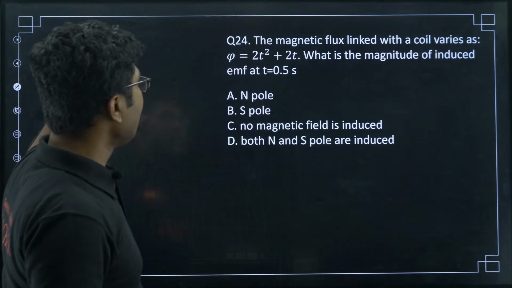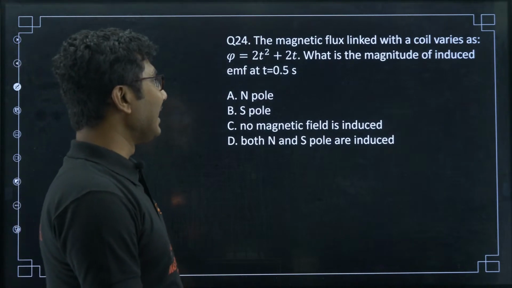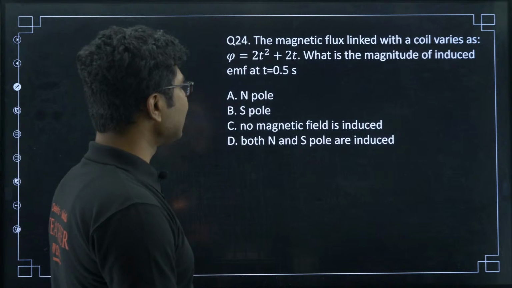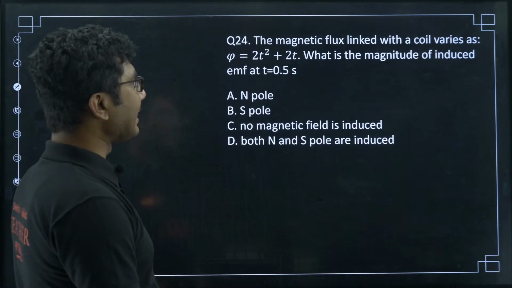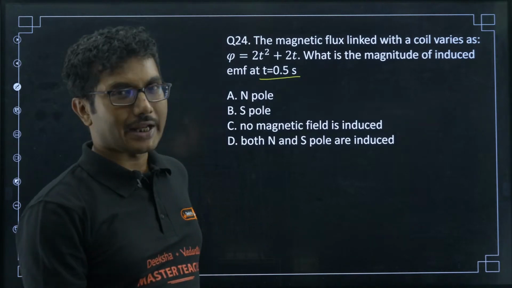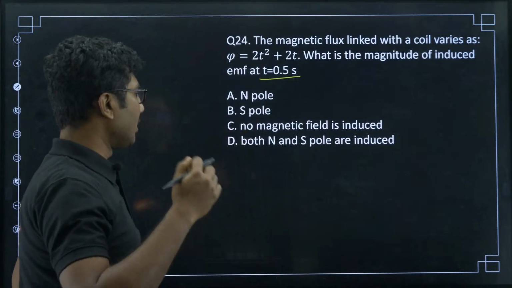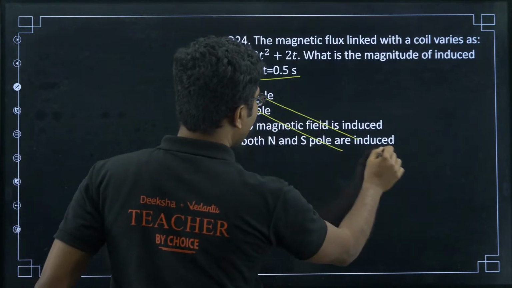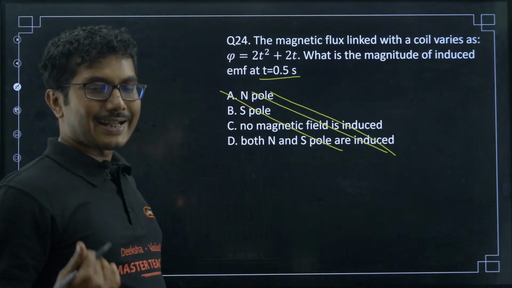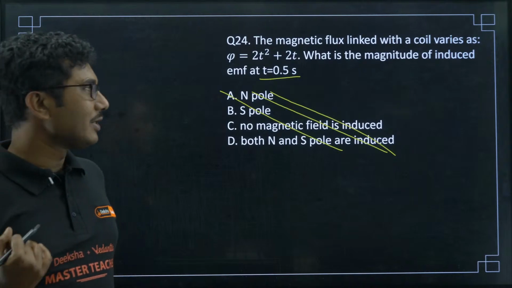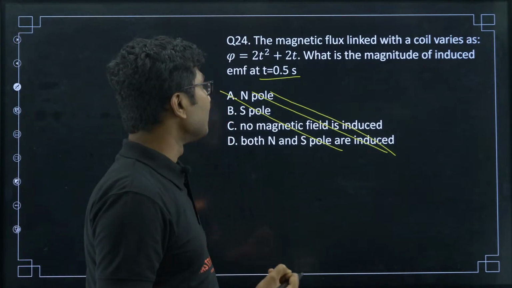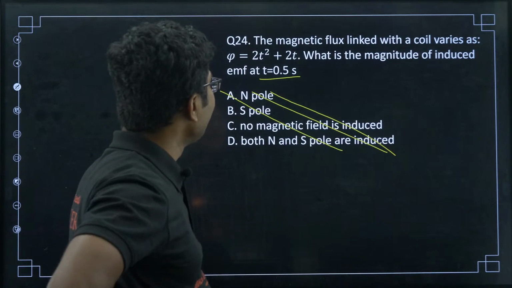Now, next question. The magnetic flux linked with the coil varies as phi is equal to 2t square plus 2t. What is the magnitude of induced EMF at t equals 0.5 second? The options are not correct, I think they somehow got copied from the previous question. So, I will give you 1 minute, you can mention the answer in the comment, whatever answer you find. Okay, let me try to do it.